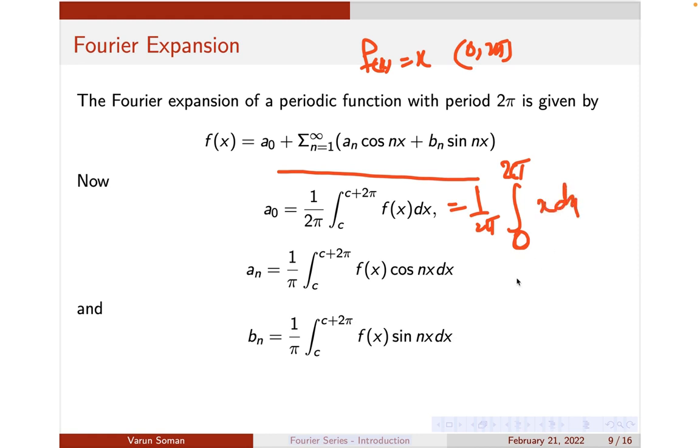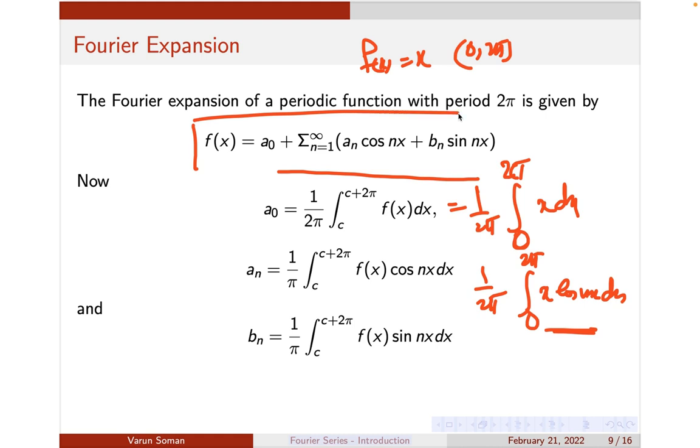Find out the value. And again for an, you have to use the same approach: 1 by 2 pi into integral 0 to 2 pi x into cos nx dx. Find out the value, and once you have found the values of a naught, an and bn, substitute in this expression, and that would be your corresponding Fourier series expansion.